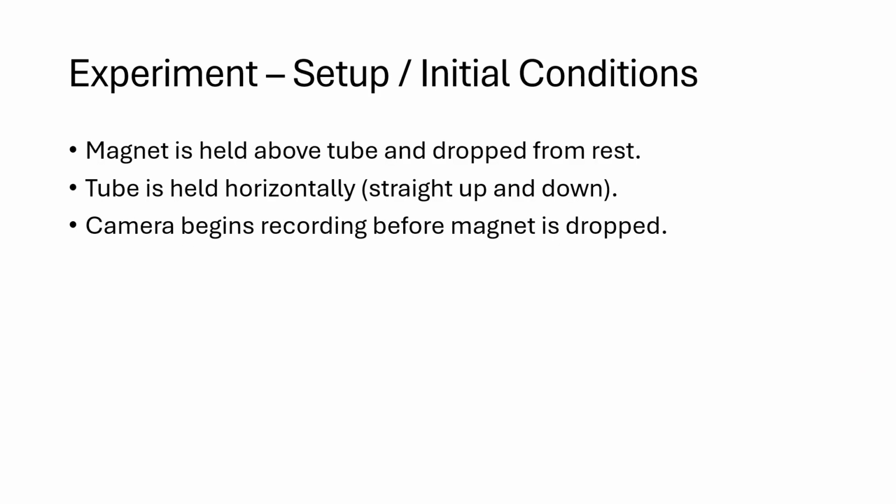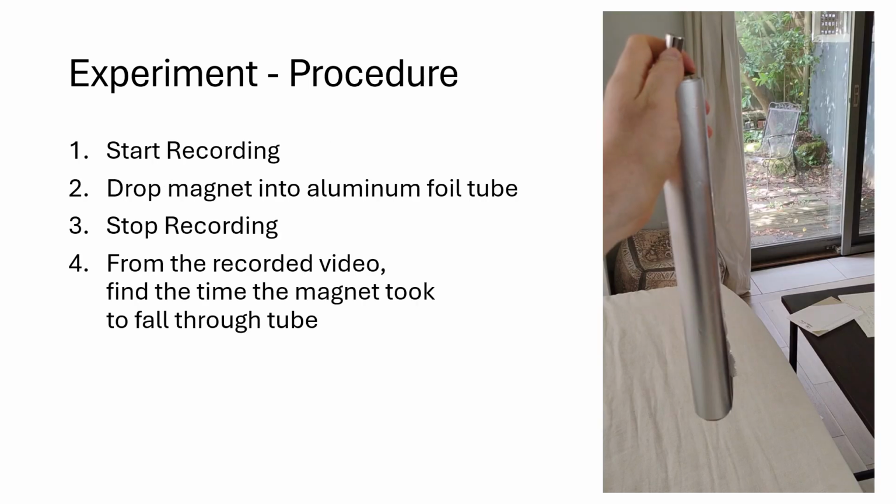So a few initial conditions for the experiment. The magnet is held above the tube and dropped from rest. The tube is held vertically, straight up and down, and the camera begins recording before the magnet is dropped.